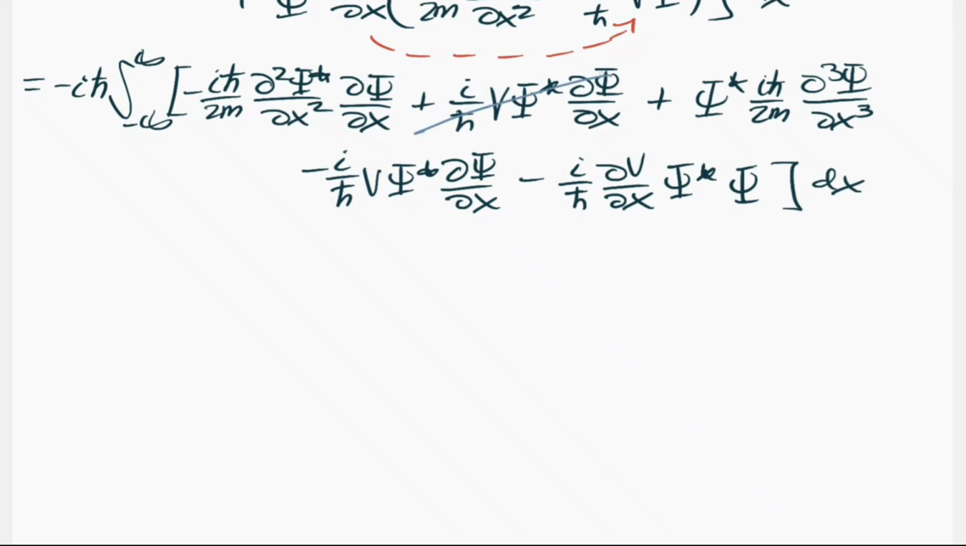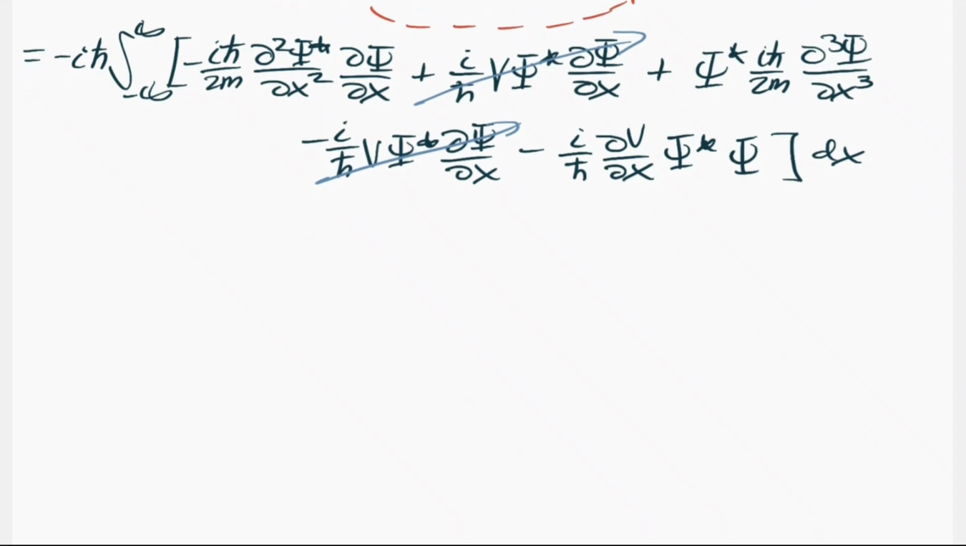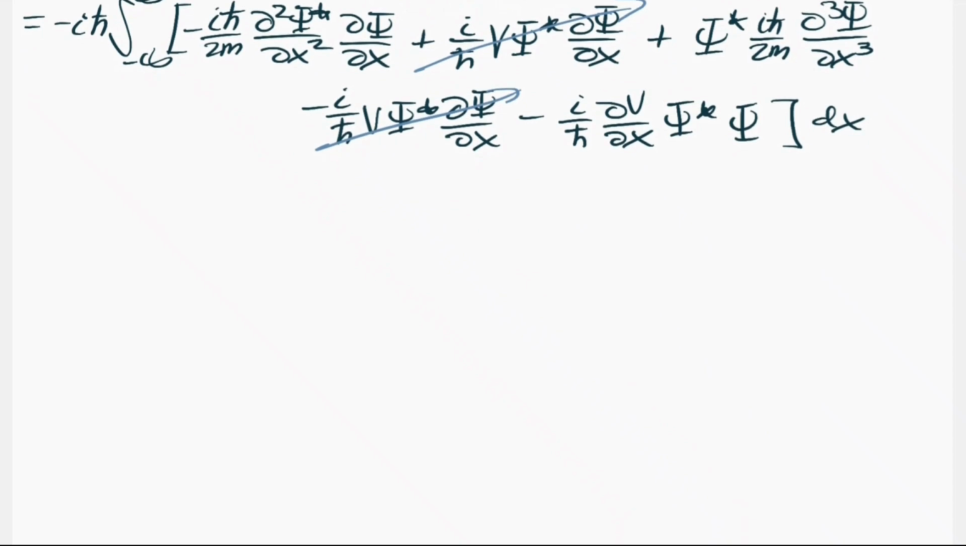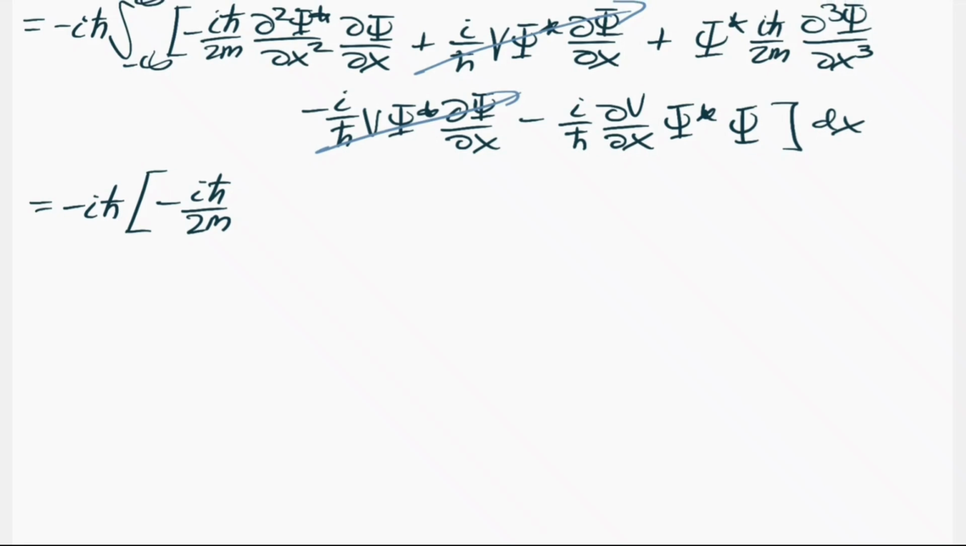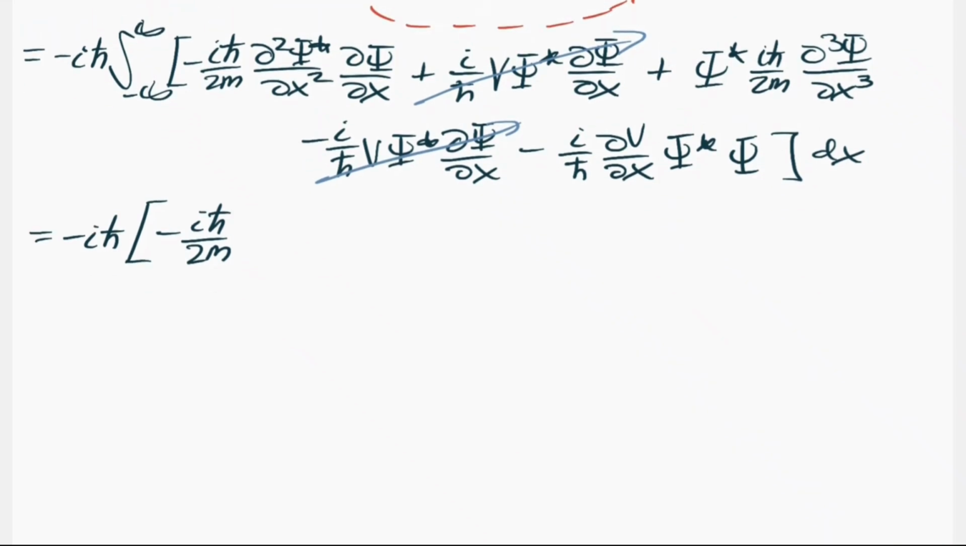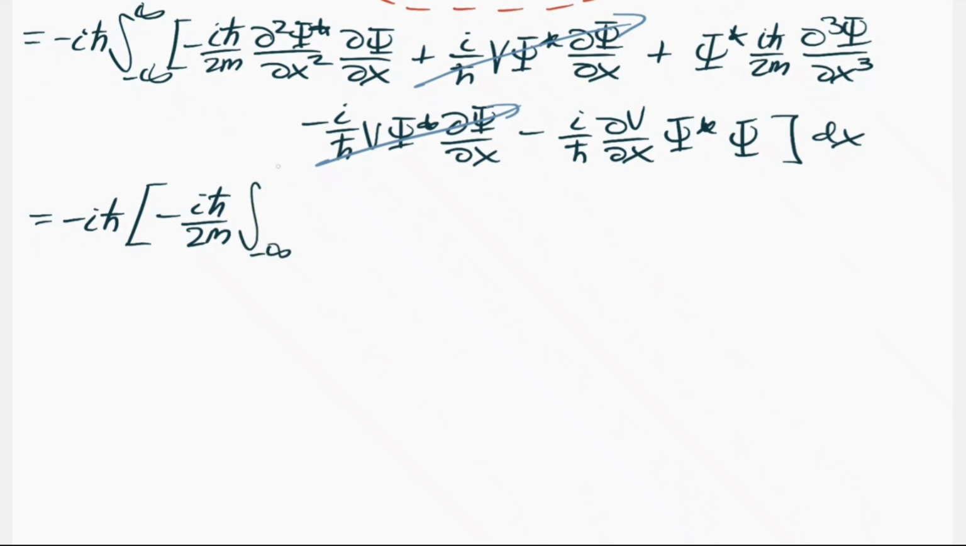Well, it's clear that this part is going to cancel with this part, negative and positive. And then we can write this as equal to negative i h bar. And then we're going to do a big bracket here, and we're actually going to pull out our negative i h bar over 2m, since that is in the first term there. We're going to do integral from negative infinity to infinity of d squared psi star dx squared times d psi dx, dx.